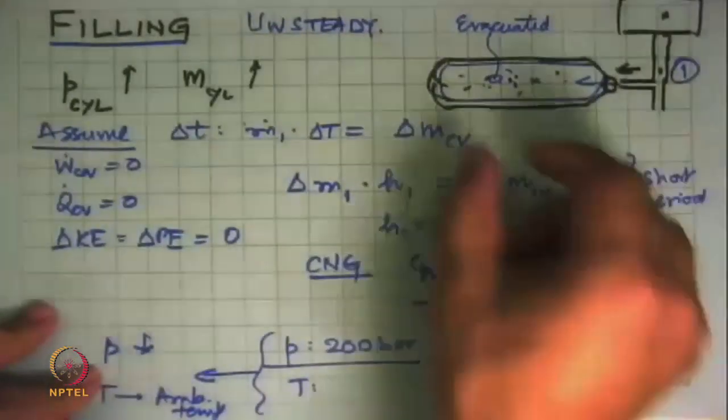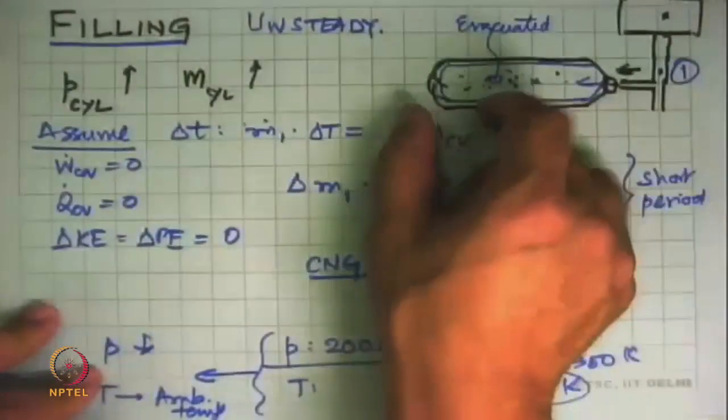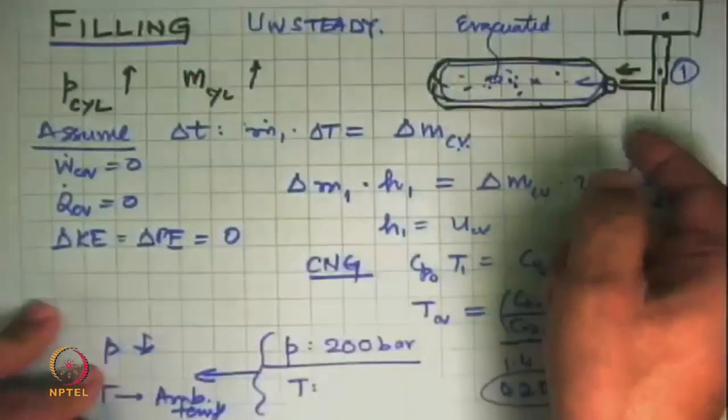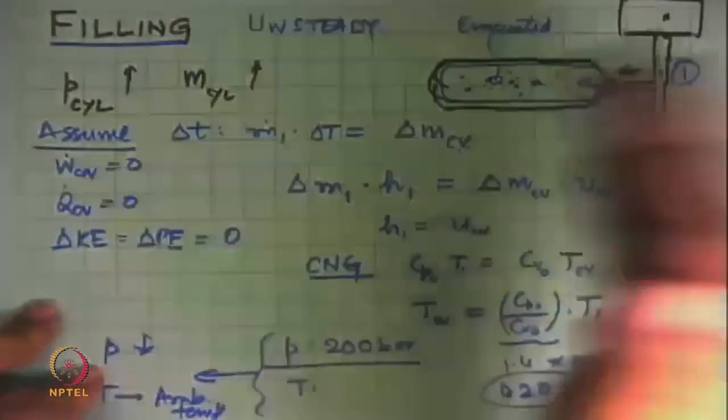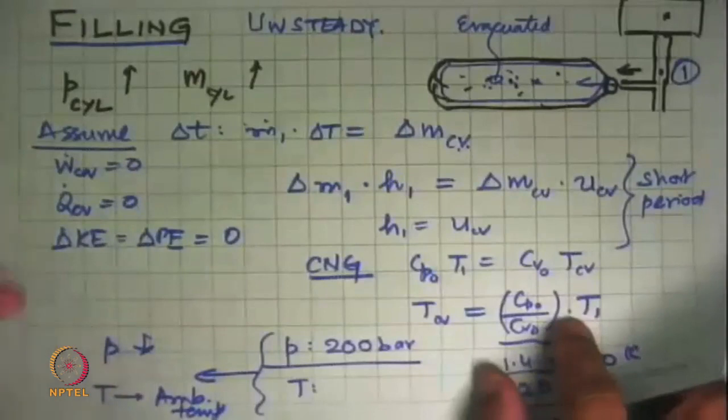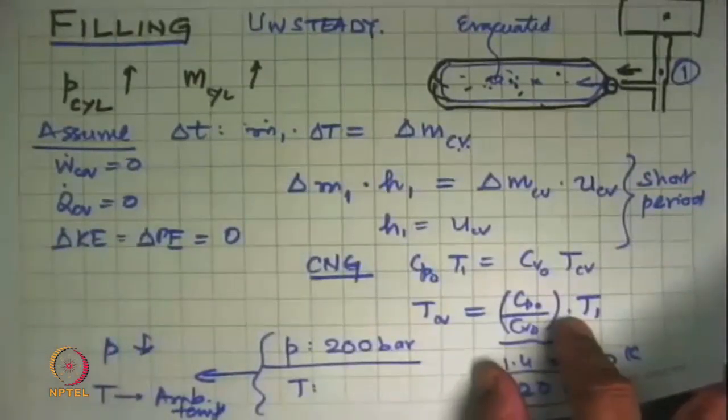One then has to say that, okay, I will take a small time, see what happened, then I will take that as the starting condition and see what happens after a little more filling. Then I'll take that as my starting condition and see what happens after filling. And that's how the calculation will proceed. It's a little more complicated, and so we do not do it in this beginning course.